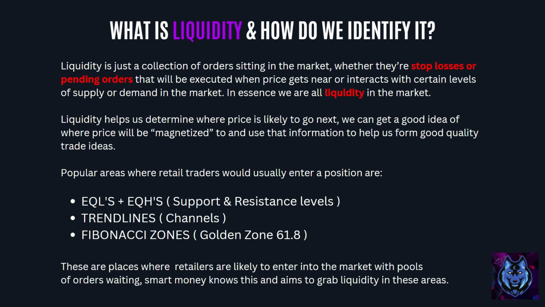Liquidity helps us determine where price is likely to go next. We can get a good idea of where price will be magnetized to and use that information to help us form good quality trade ideas. Popular areas where retail traders would usually enter a position are equal highs and equal lows, support and resistance levels, trend lines, channels, and Fibonacci zones, like the golden zone, the 61.8. These are all places where retailers are likely to enter into the market with pools of orders waiting. Smart money knows this and aims to grab liquidity in these areas.